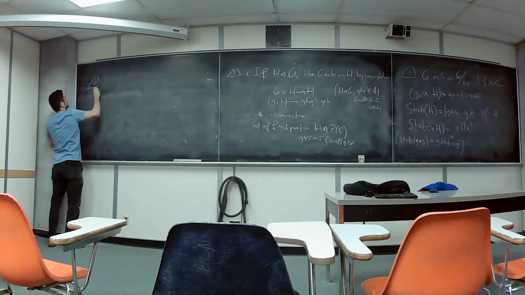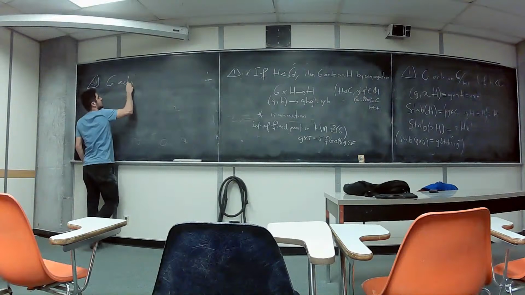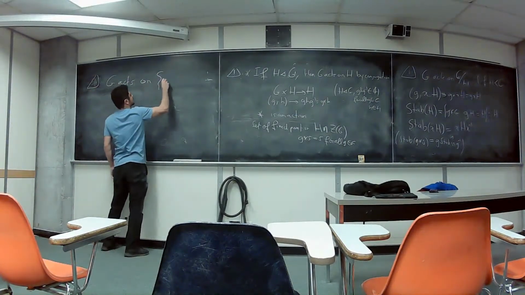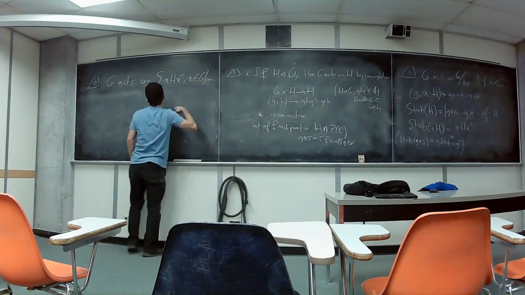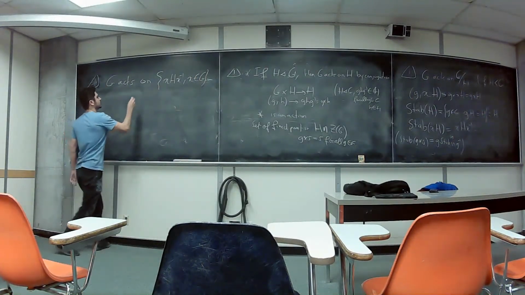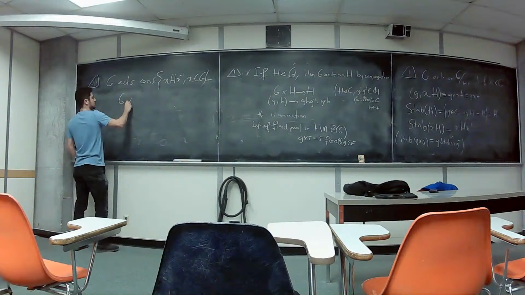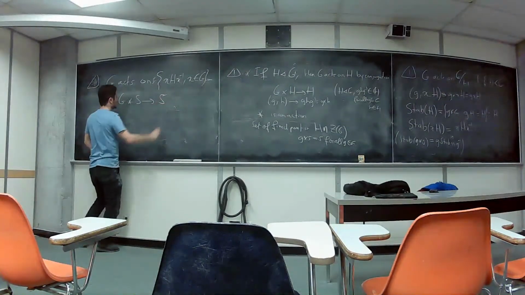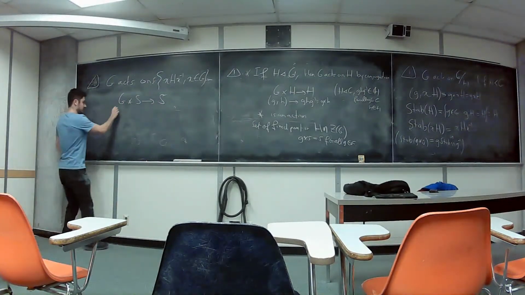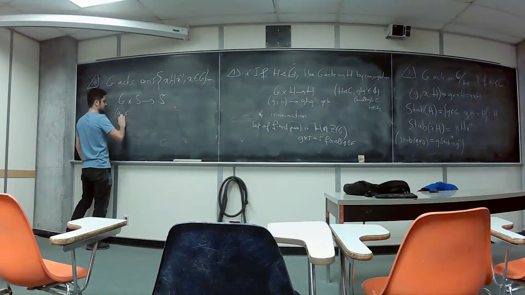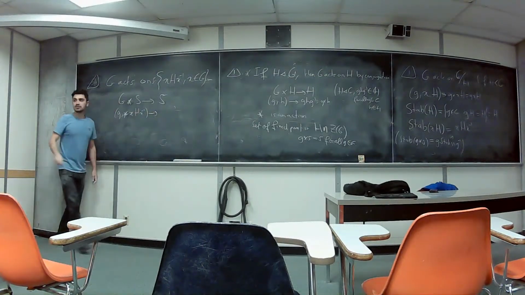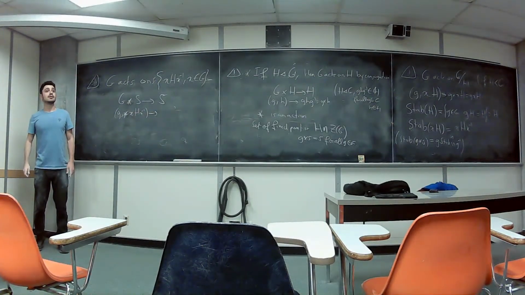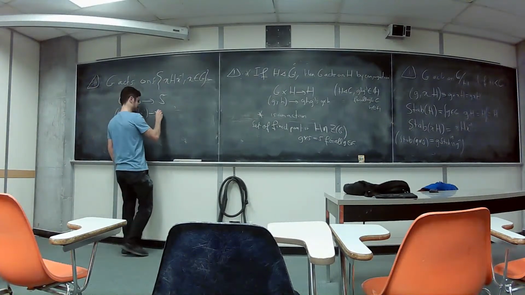G acts on the set of XHX inverse, where X is in G. Let's call this one S. G star S to S. I take an element g and I take the star of g times here, XHX inverse. What should it give back to me? gXHX inverse g inverse. Very good.